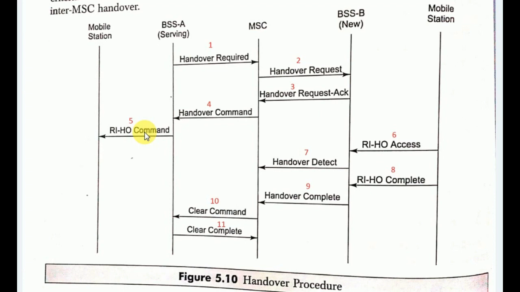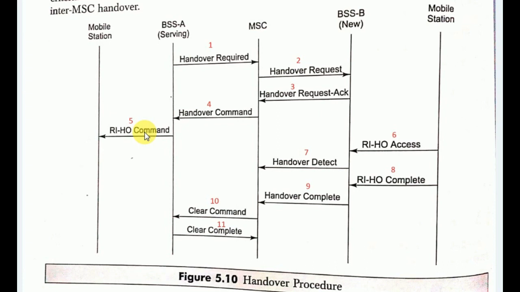The first message is the handover required message. The handover required message is sent from the currently serving BSS, that is BSS A, to the MSC. The MSC will send a handover request message to the new BSS, that is BSS B. In response to this, the new BSS B will acknowledge with messages like handover request acknowledgement, handover command, and RIHO command. The currently serving BSS sends a handover required message to the MSC.